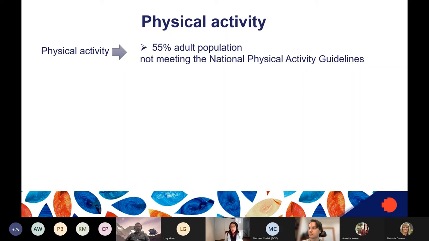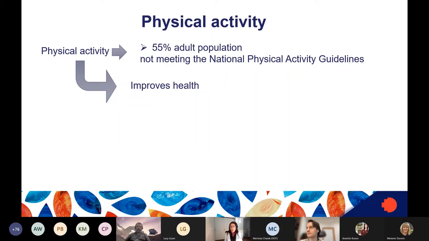Now, there is another bit of the guideline that says that we should do 2 days of muscle strengthening activity. And if we take this into account, only 17% of the Australian population is meeting the overall guidelines on minutes and strength activity. We care about people doing physical activity because it's good for health, and this is no news.